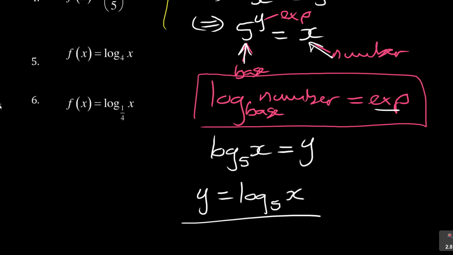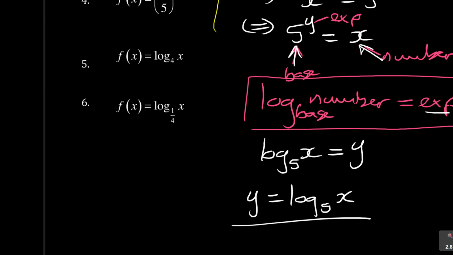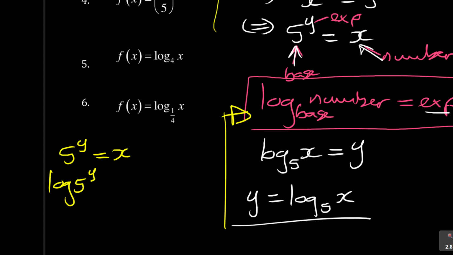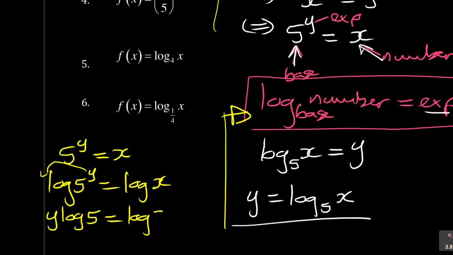Are you with me? Another thing you can do, it's not really a must to master this part. I don't want you to cram it, but you can write it like this. Look, if I say to you 5 to the power y is equal to x, I just say introduce logs on both sides. You say log 5 to the power y is equal to log x. You just introduce logs, and then after that you drop this y here. According to the laws of logarithms, it will be y log 5 is equal to log x.